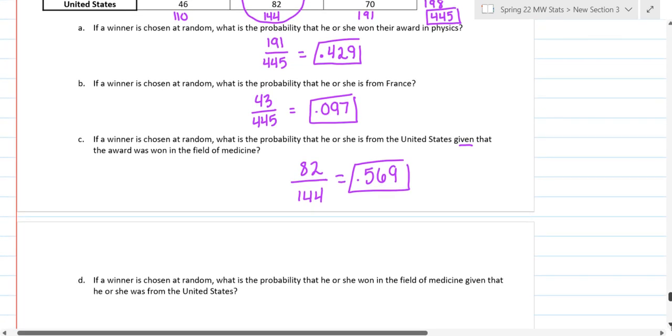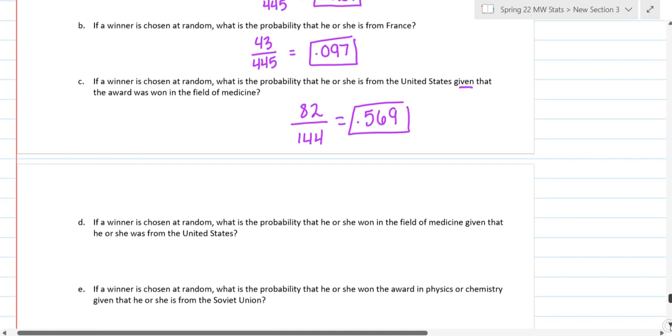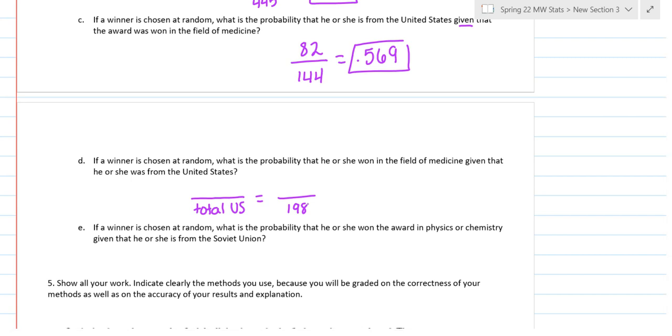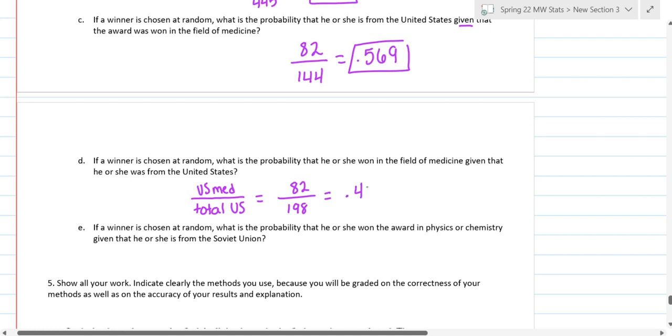I'm going to do these last 2 parts here. If a winner is chosen at random, what is the probability that he or she won in the field of medicine, given that he or she was from the United States? So for the denominator, the total in the US, which was 198. Then in that sample space of a total of 198 from the United States, we would want the number of people in the US that won an award in medicine, which is 82. So that's going to be 0.414.